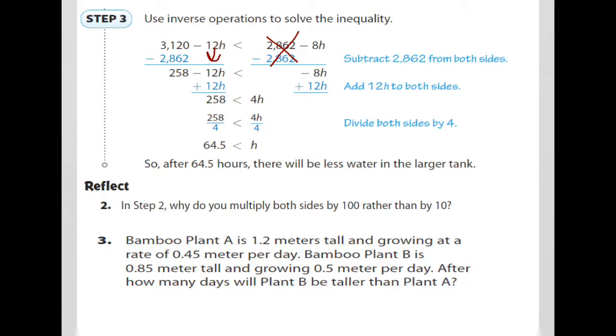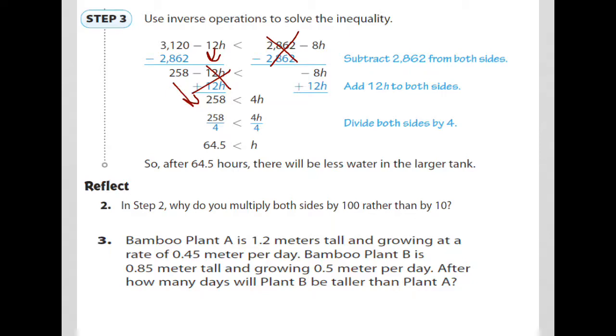Well, let's move the h's to the right side. So we will add 12h, since that's the opposite of subtraction. We would add 12h to both sides. That becomes my 0 pair. I'm going to bring down my 258 from this side, and here I'm going to combine a negative h and a positive 12, and that's going to give me a positive 4h.